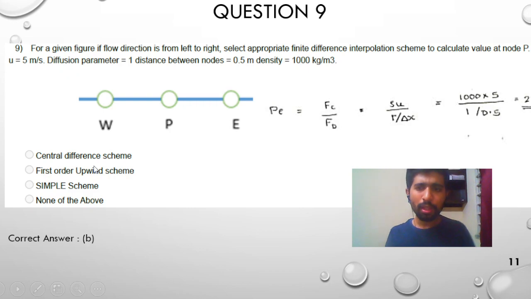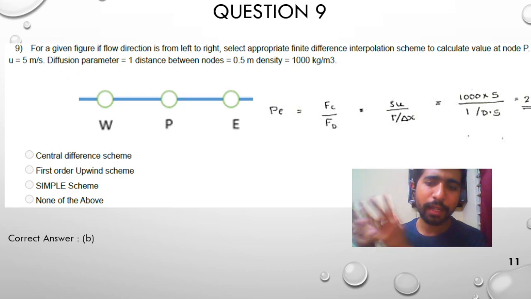So are there any queries? What if it's right to left? Okay, it would be the same, no problem. The direction does not matter. We are selecting a scheme here, right? Only the weights would differ.